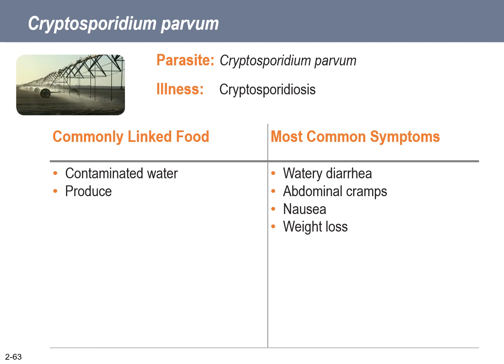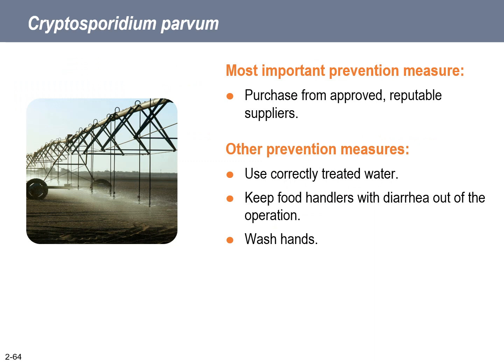Cryptosporidium is from contaminated water, and it can be linked to produce if it's used that contaminated water. You can get watery diarrhea, abdominal cramps, nausea, and you could have weight loss. Purchase foods from approved suppliers. Use correctly treated water. Keep food handlers with diarrhea out of the operation, and make sure you wash your hands.